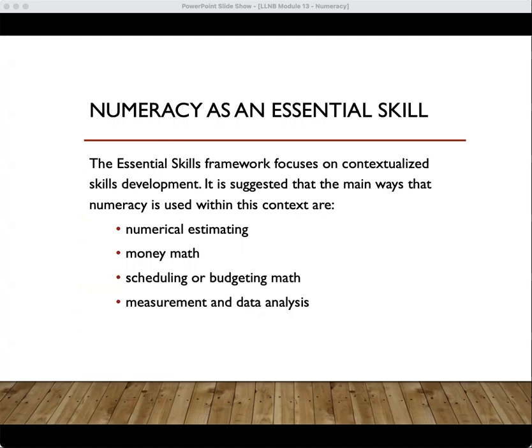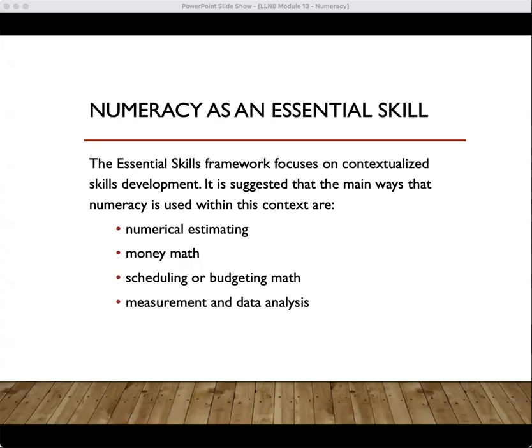The Employment and Social Development Canada, the ESDC, Essential Skills Framework defines 9 essential skills: reading, writing, document use, numeracy, computer use, thinking, oral communication, working with others, and continuous learning. Within this framework, numeracy is defined as the worker's use of numbers and their capability to think in quantitative terms. Strong numeracy skills are essential in many workplaces and in everyday life.